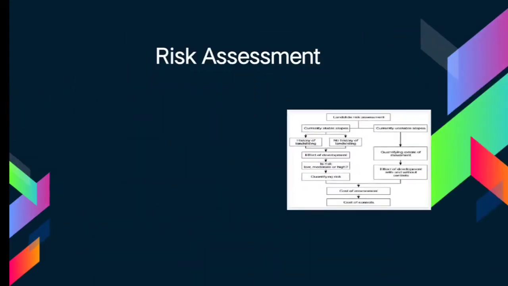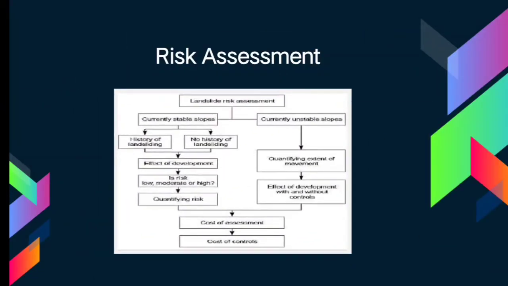In case of risk assessment, the vulnerabilities and risks should be assessed in landslide prone areas. For example, it has to be firstly focused on the slope areas and it should be categorized like stable and unstable slopes. History of landslides should be recorded in both the cases. Then risk should be prioritized. And finally, cost of assessment and cost of controls should be measured.